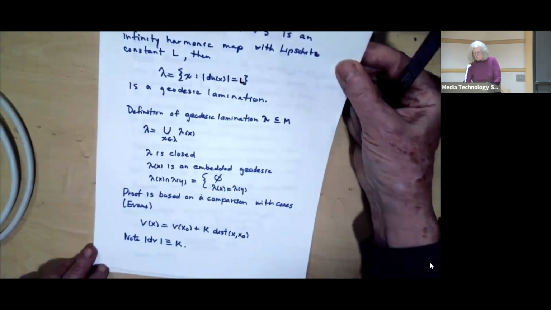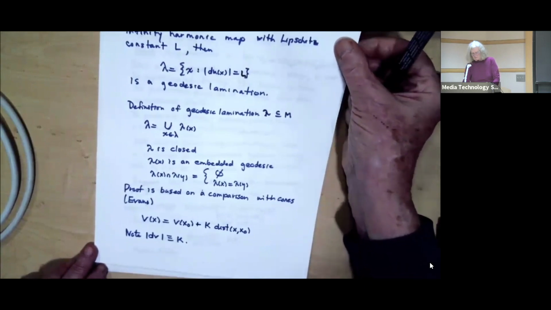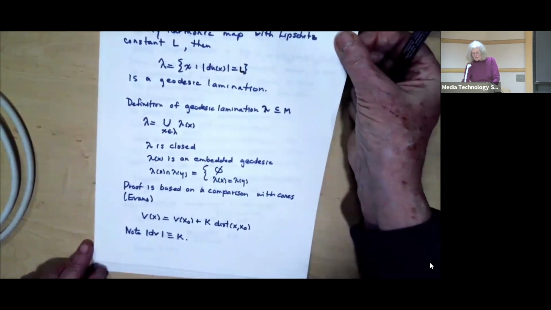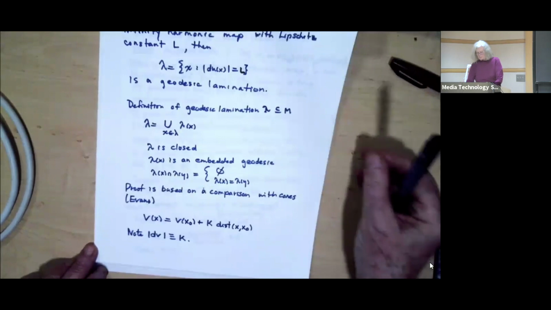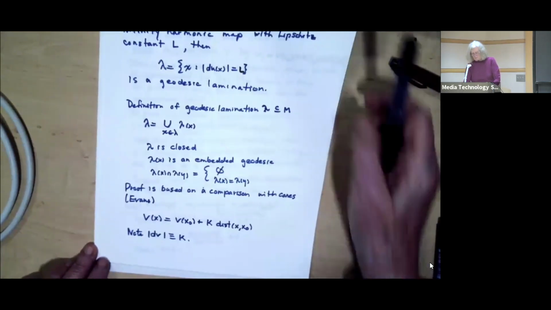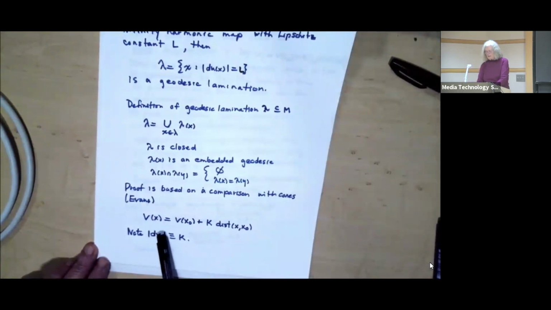Okay, and the proof is actually based on a comparison with cones, and in fact, I learned this in person from Evans. So we define a cone as, and by the way, this is the part of the theory that we cannot replace when we go to vector. You can see how this is very dependent on the fact that I'm mapping to R, because I have nothing to replace the cone with if I don't map to R.